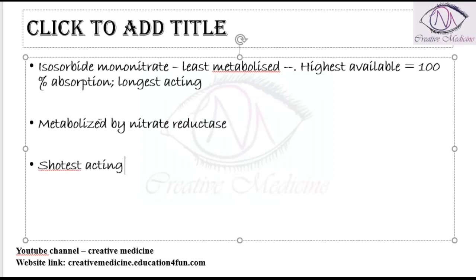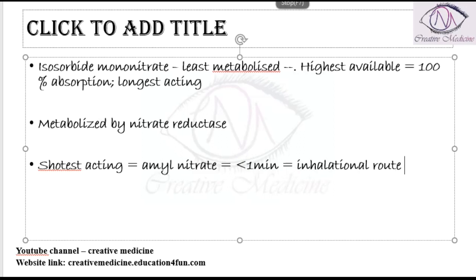Then what is the shortest acting nitrate? Shortest acting nitrate is amyl nitrate, and it has a half life of less than 1 minute, and this is given by an inhalational route. So these are the important points about pharmacokinetics of nitrates.